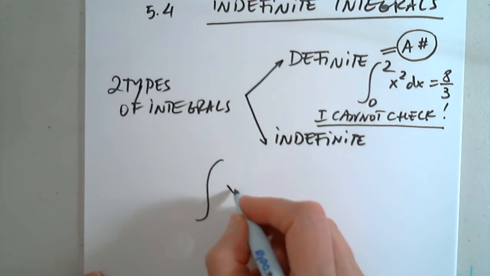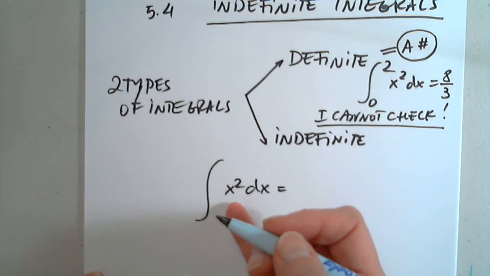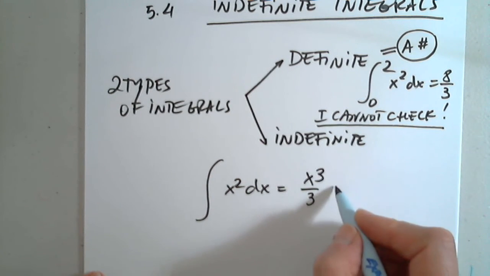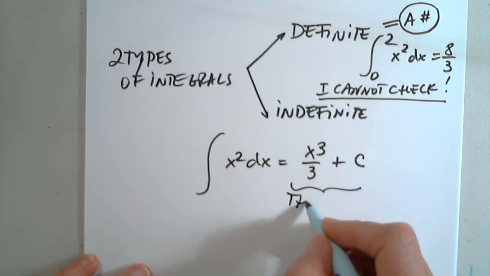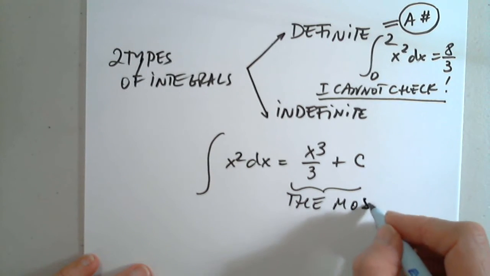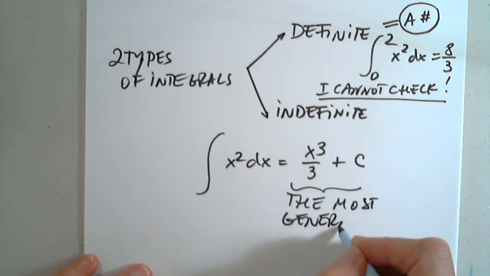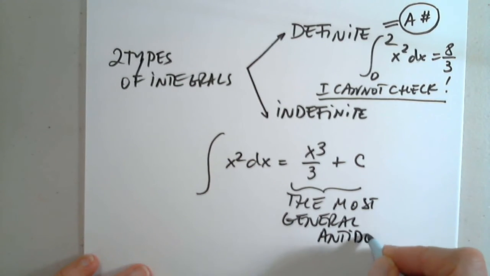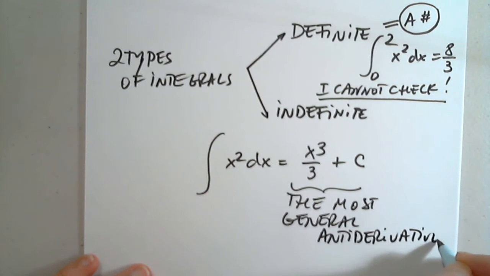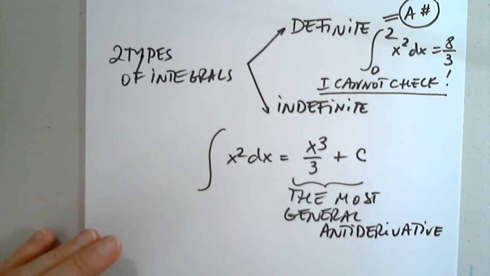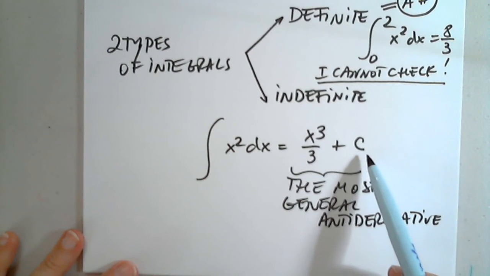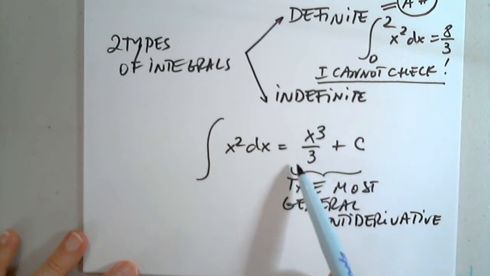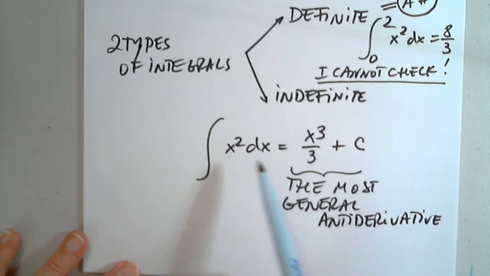So for example, I could have something like this. The antiderivative, we know it's x cubed over 3 plus a constant C, right? So this is the most general antiderivative. It's a family of functions. Infinitely many functions are here, infinitely many, because C is anything between negative infinity and infinity. So this derivative is x squared. A family of functions having the same derivative.